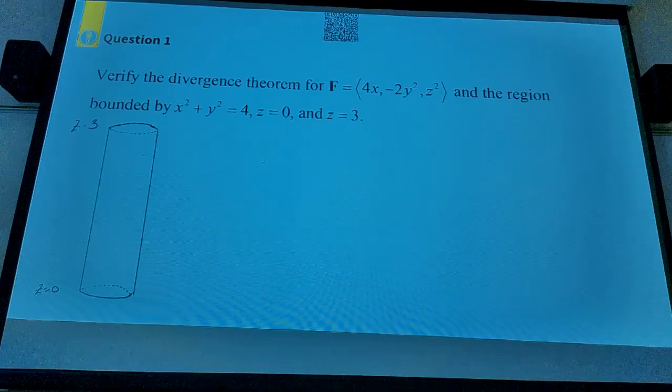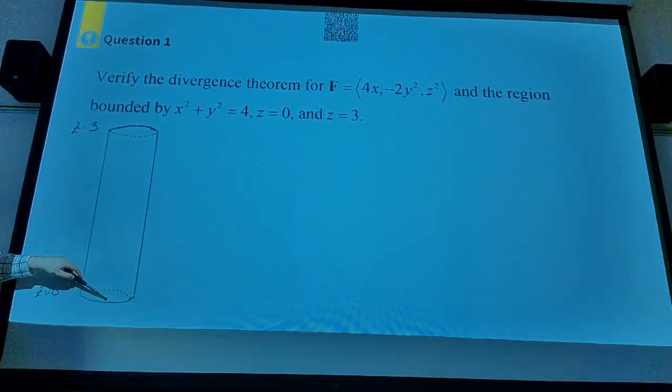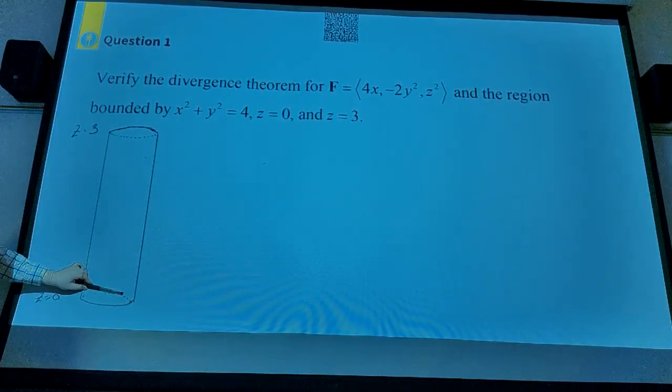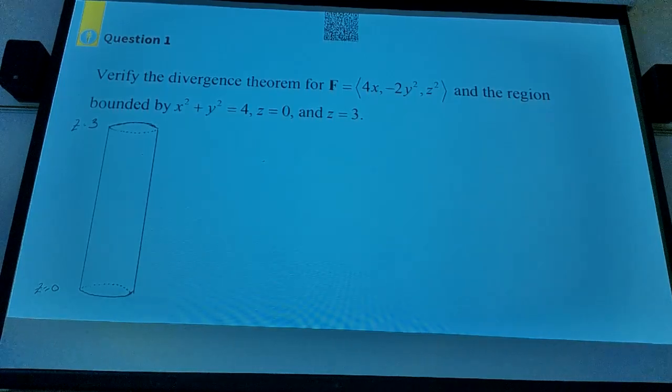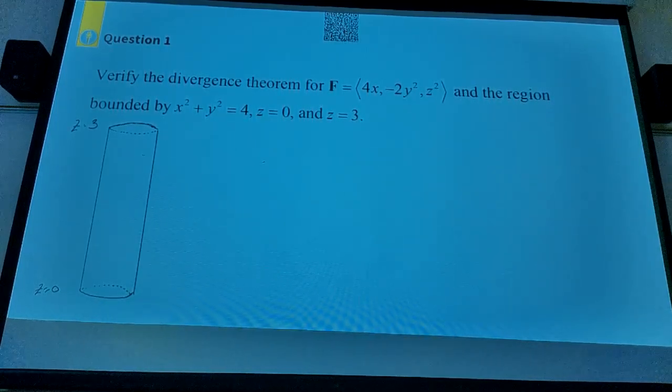For the flux, we have to parameterize these circles. But we have three separate surfaces. We have this top bit, we have this bottom bit, and then we have the lateral part as well. And so we're going to define the flux through the top, through the bottom, and through that lateral portion.